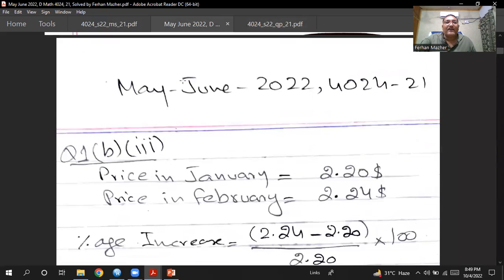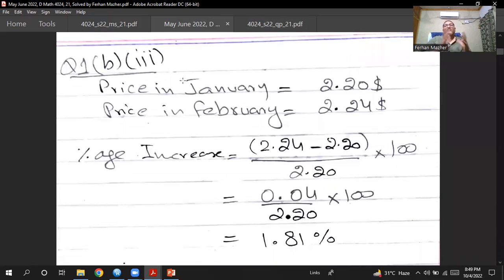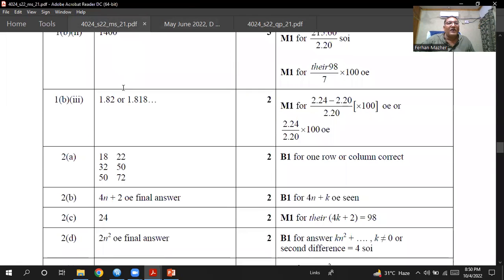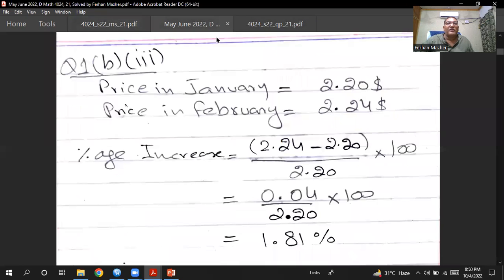Let me show you how I have done this. The price in January is $2.20. The price in February is $2.24. So the percentage increase will be the increase divided by the old value, multiplied by 100. So it will be 2.24 minus 2.20, that will be 0.04, divided by the old value, which is 2.20, and multiplied by 100. You will get 1.81%. Let's check: 1.82 or 1.818. So our answer is right.